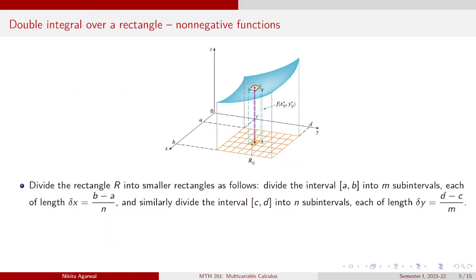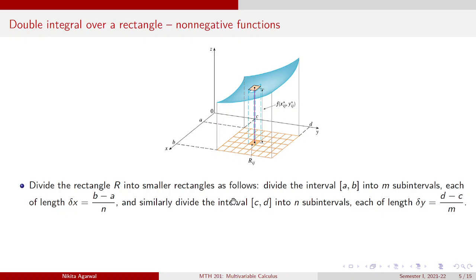Now the idea is quite similar. So in one variable you had an interval as your domain and you divide your interval into subintervals. Now our domain of the function is a rectangle. So we will divide a rectangle into subrectangles. And how do we do that? So divide the rectangle R into smaller rectangles as follows. So divide the interval [a,b] into m subintervals. So in this direction, you make m partitions. Okay. What is the length of each partition? It's (b minus a) by, this should be m, I'm sorry, m.